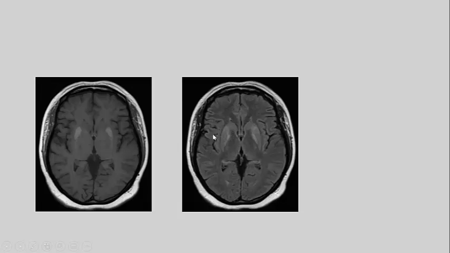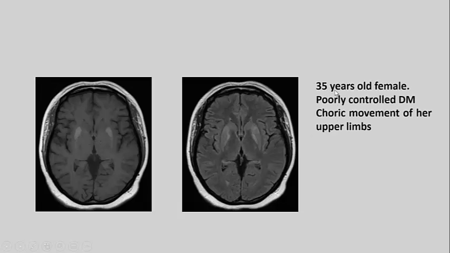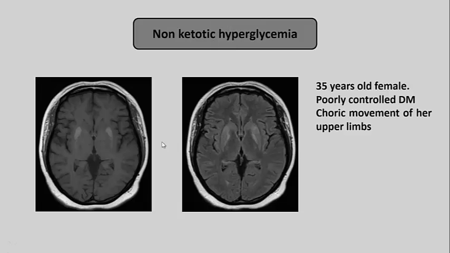This is another patient who had bilateral symmetrical abnormal T1 signal intensity within the putamen only, okay, and a slightly increased signal within the lentiform nucleus in the FLAIR images. And from the clinical history of the patient, you find this is a 35-year-old female who had poorly controlled diabetes mellitus, and she typically came with choreic movement in her limbs and sometimes hemiballismus also. And you know that these findings are consistent with non-ketotic hyperglycemia.